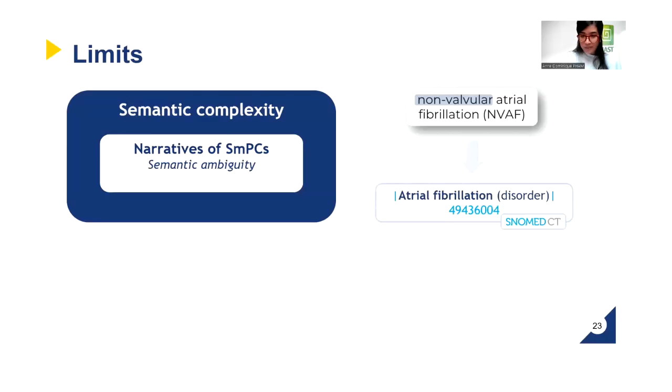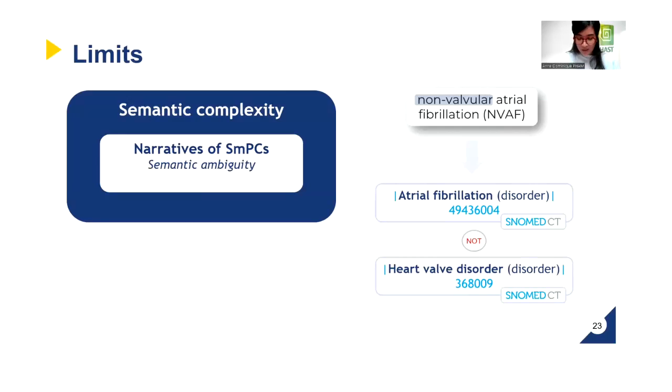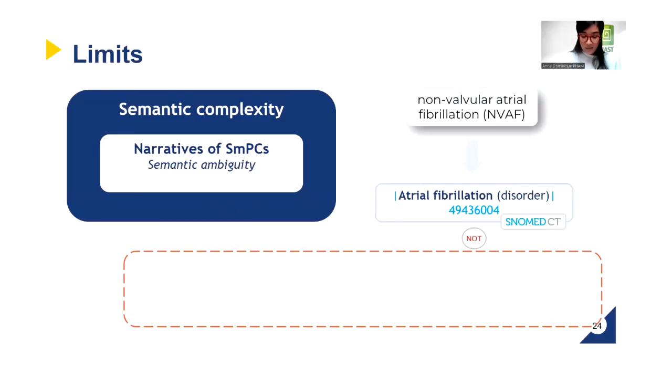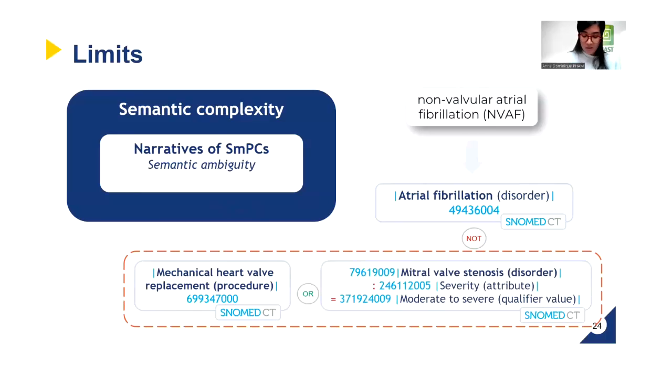And so, sorry, I forgot to show you the structured data. So it's not this. Non-valvular atrial fibrillation actually refers to atrial fibrillation in the absence of two specific valvular findings. So a mechanical prosthetic heart valve or a moderate to severe mitral stenosis.